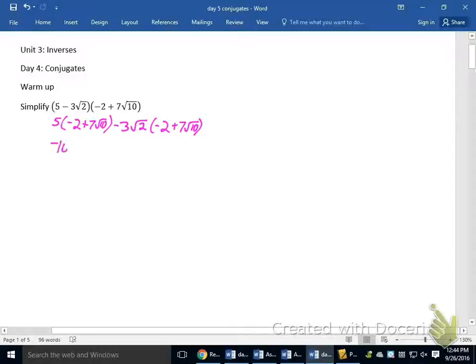I have negative 10, 5 times negative 2, plus 35 root 10. Then I'm going to distribute the minus 3 root 2, so that's going to be positive 6 root 2 when I multiply it by negative 2. And it will be negative 21 root 20.